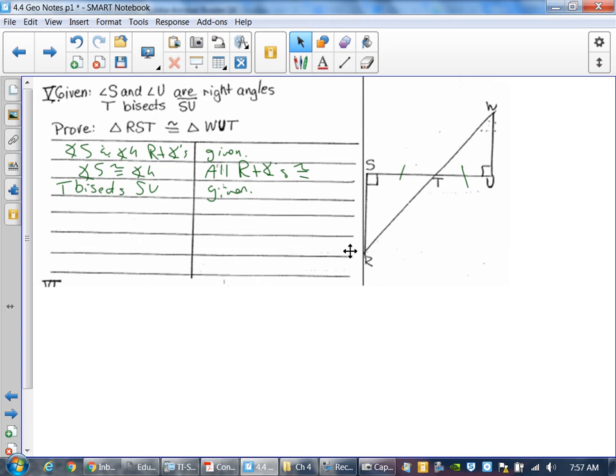So now you get those 2 parts that are equal. Write it down. ST, TU. Or is that a V? I think it's a U. All right. Definition. Segment. Bisector.